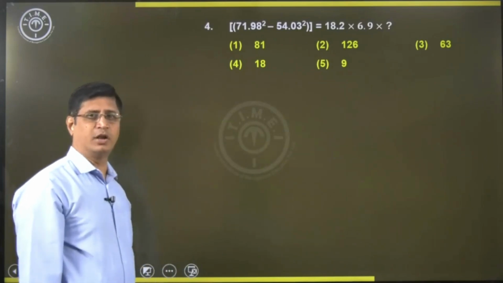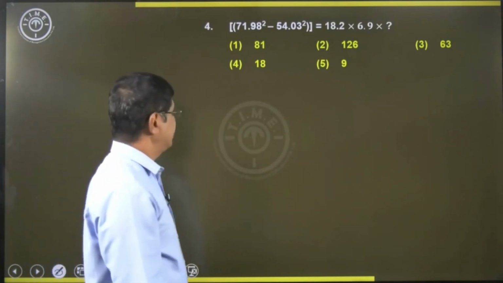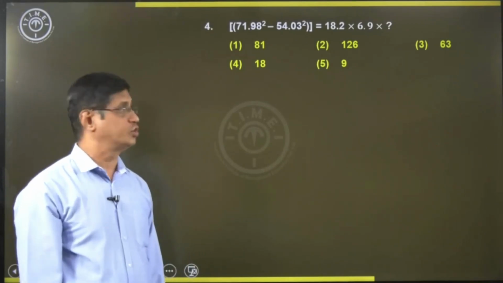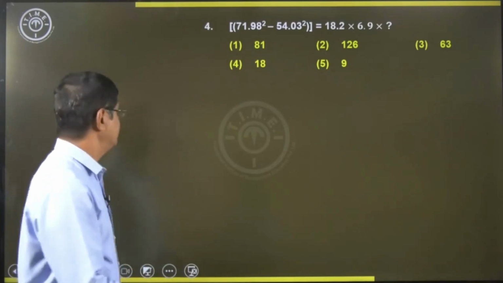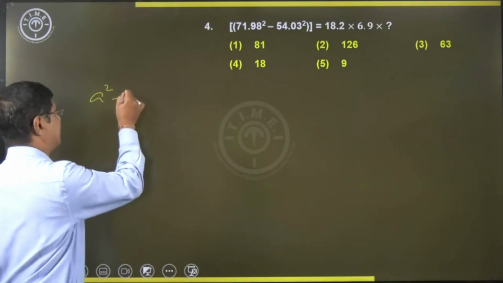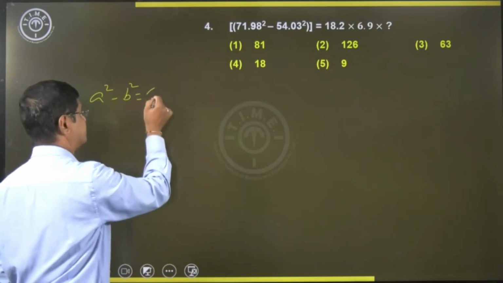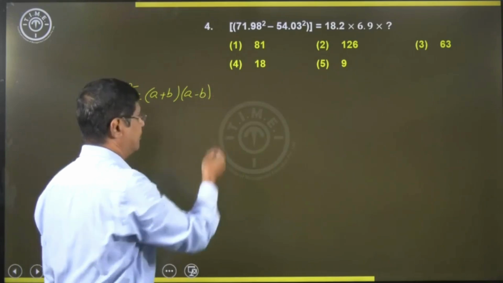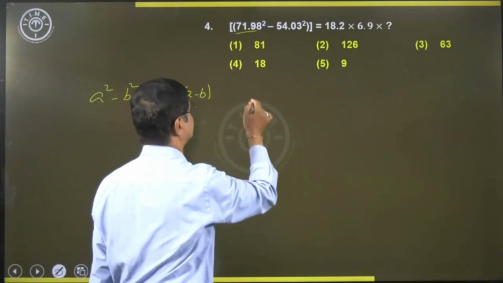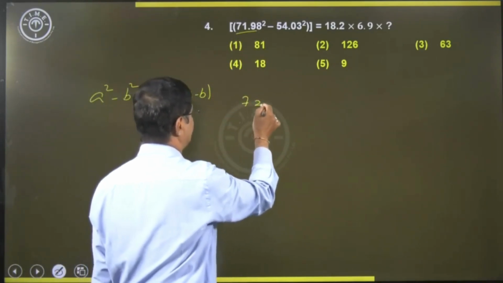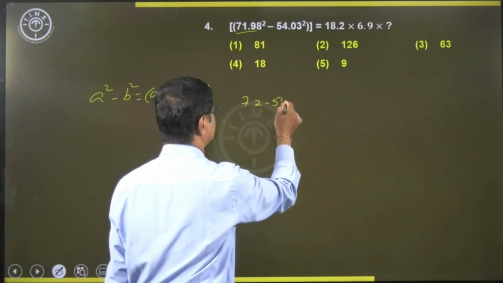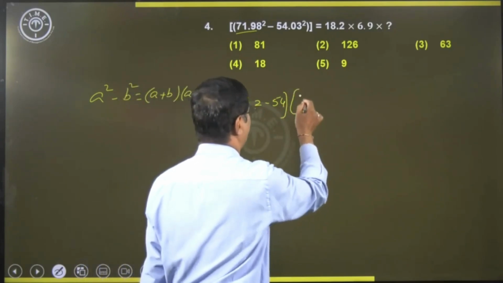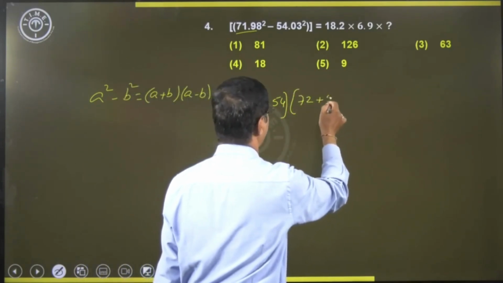Look at the next example on your screen. 71.98 square minus 54.03 square. It is in the form of a square minus b square. What is the expansion here? (a plus b) into (a minus b). A approximately here the value is 72, so 72 minus 54 and 72 plus 54.